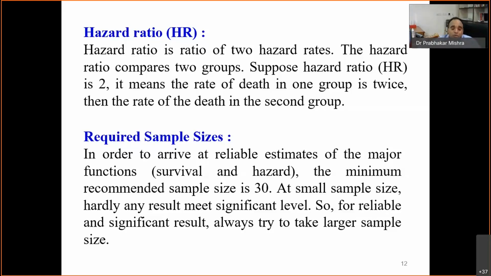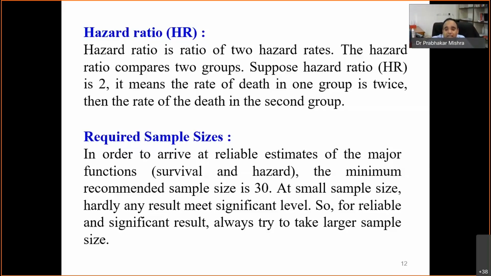So hazard ratio means, suppose in one group, the rate of death. Hazard is usually used for a bad term. It means in one group, what is the rate of hazard or death? In another group, what is the rate of death or hazard? Then group 1 divided by group 2, whatever we get, that is called hazard ratio. It means this is the ratio of two rates in survival analysis data.